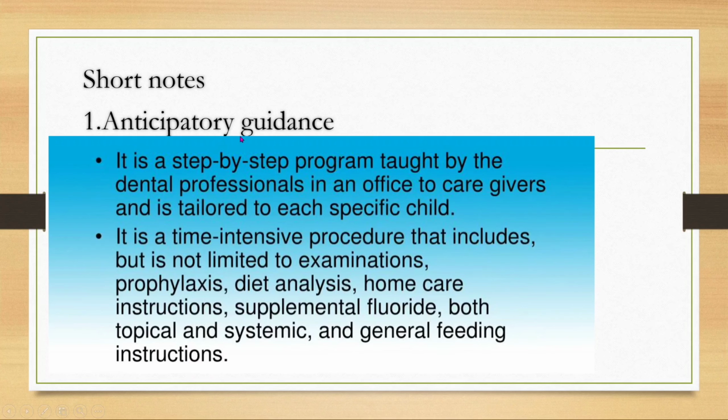So what is anticipatory guidance? It is a step-by-step program taught by the dentist or dental professional in an office to caregivers and is tailored to each specific child. So it is a time-intensive procedure that includes, but is not limited to, examination, prophylaxis, diet analysis, home care instruction, supplemental fluoride, both topical and systemic, and general feeding instruction.